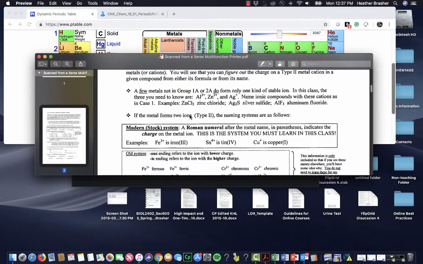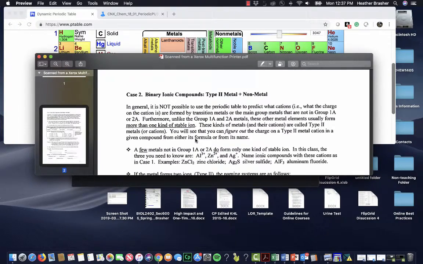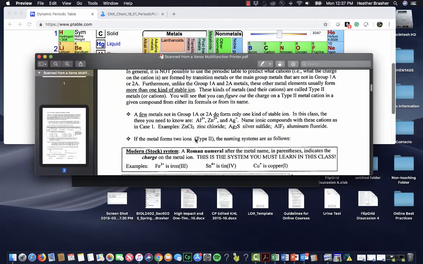So those are down here, right? Or cuprous or cupric. So they can actually form more than one type of stable ion. Those are what we call type 2. Now, in the last video I grouped representative metals, and basically, even though I was talking about type 1, for the most part you can figure out what type of ion they're going to be.